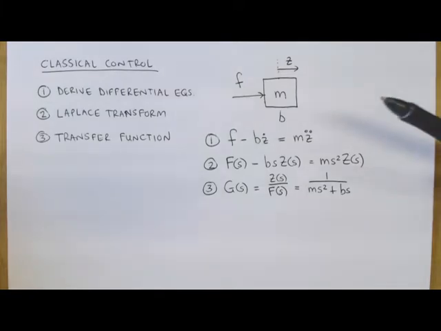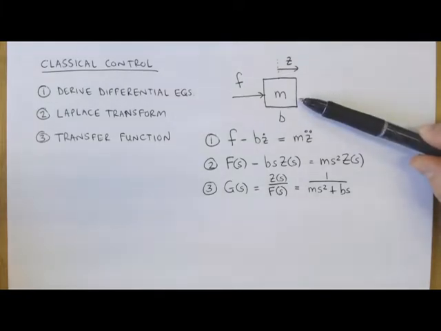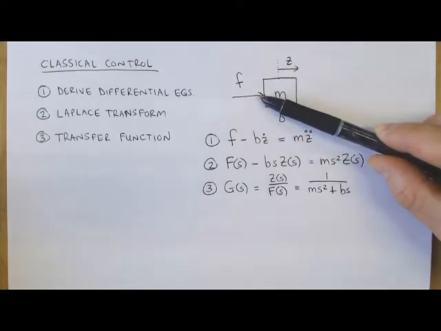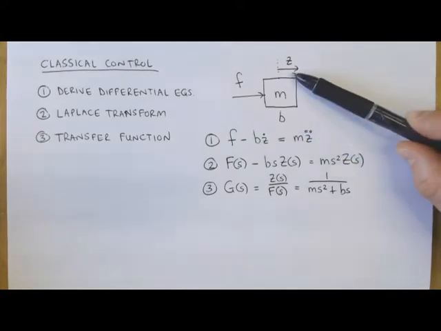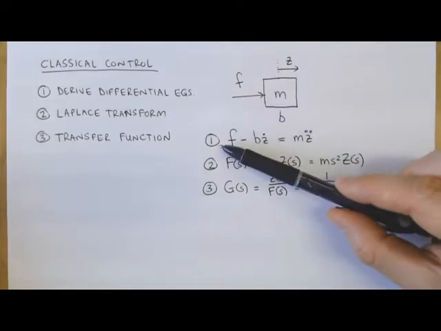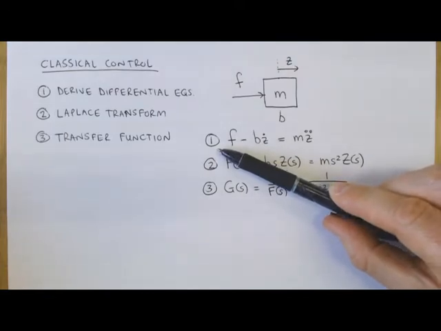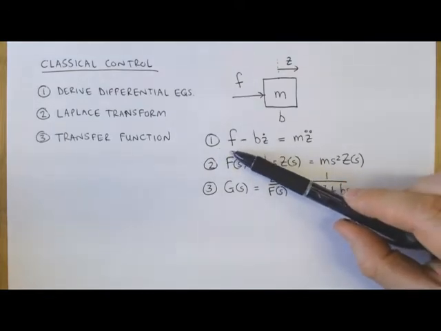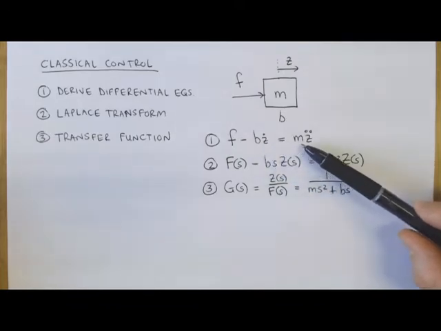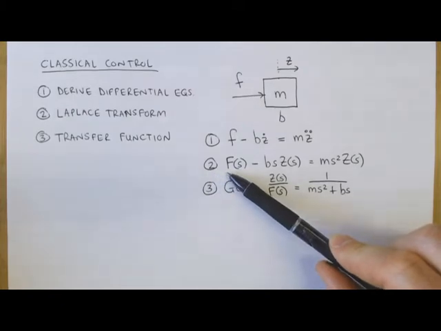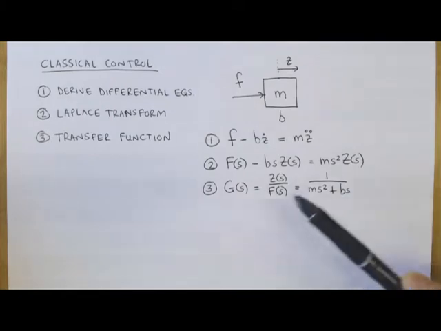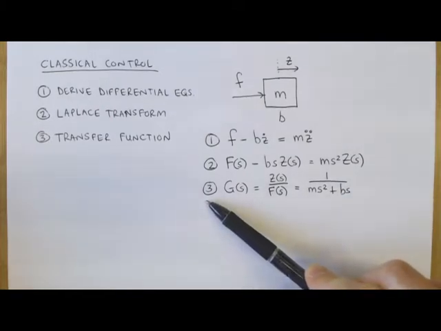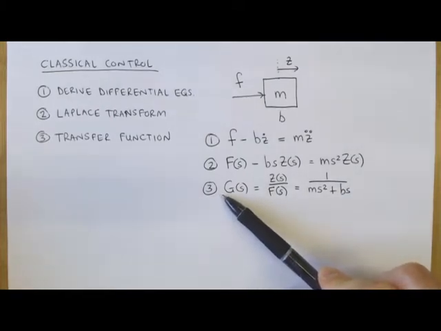Consider an object with mass m experiencing a force F and viscous friction with coefficient B. The output is the displacement Z. Step 1. The differential equation is given by Newton's second law, where the sum of the forces is equal to the mass times the acceleration. Step 2. This is the differential equation after applying the Laplace transform. And step 3. After rearranging terms, we get the following transfer function.